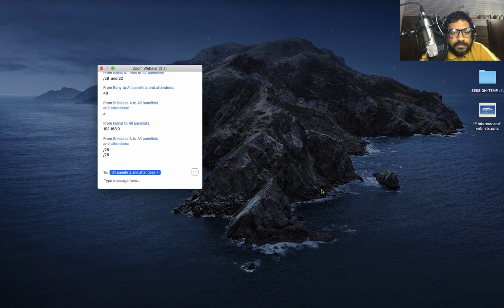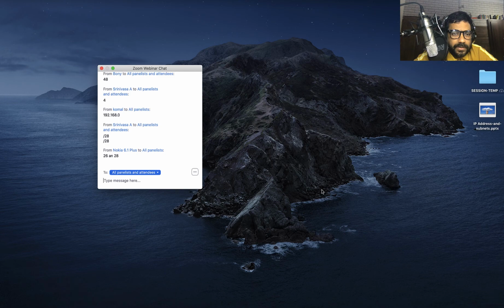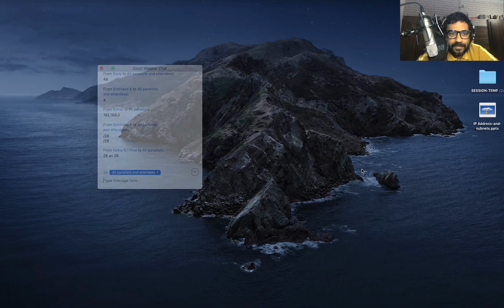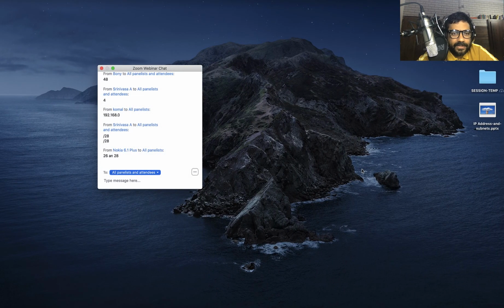Srinivas is mentioning /28 and /28. Any other answer? 26 and 28. When you say divided into two equal subnets, it should be the same. 26 and 28 will not be equal subnets, right? Whatever it is, it should be the same.